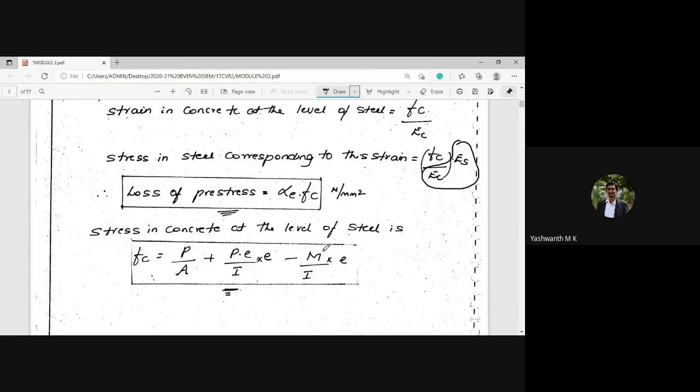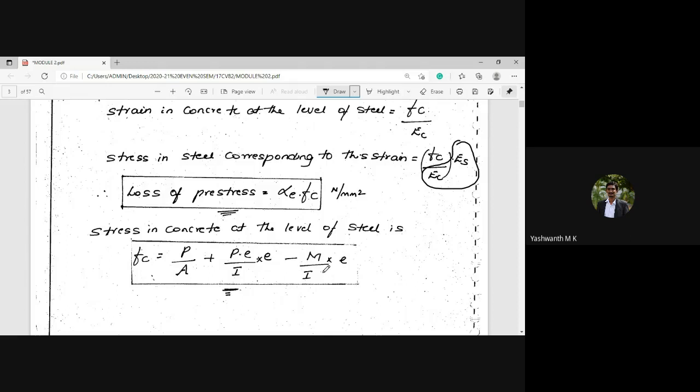Next, how to calculate this Fc? We know how to calculate alpha E, but how to calculate Fc? This is the formula we are going to use to calculate the stress in concrete at the level of steel, that is Fc, which is given by P by A plus Pe by I into eccentricity, minus M by Z into eccentricity. So there is a small change in the formula: Pe by I into e, minus, that means the bending stress at the level of this.